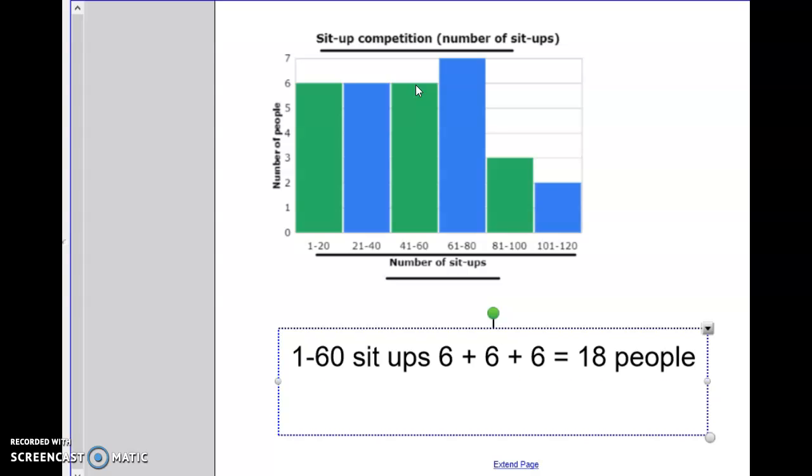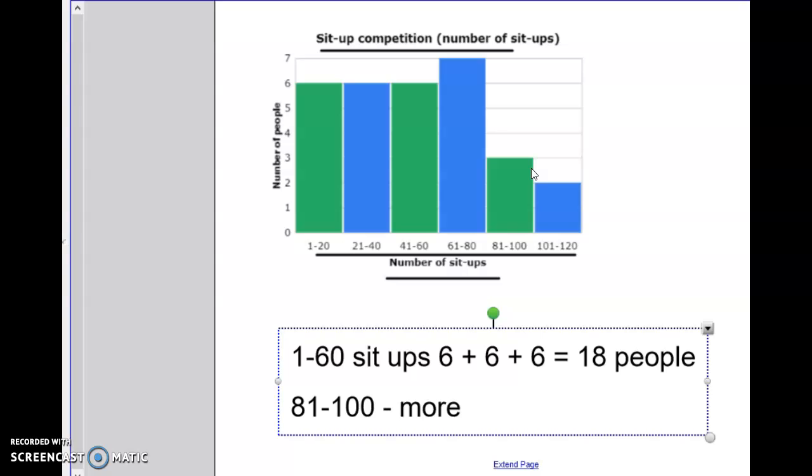Okay, another question. Did more people do 81 to 100 sit-ups or 101 to 120 sit-ups? More people did 81 to 100, because that bar is taller. So these are fairly easy to read. It's just like reading a bar graph, but I do want you to take note of the intervals.